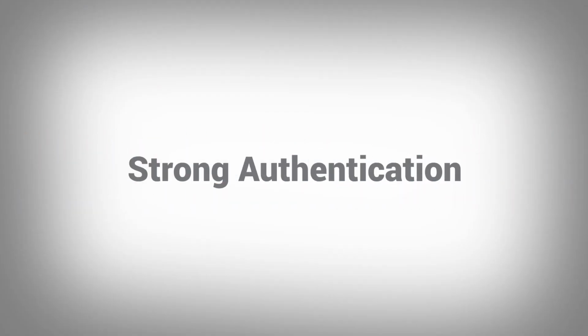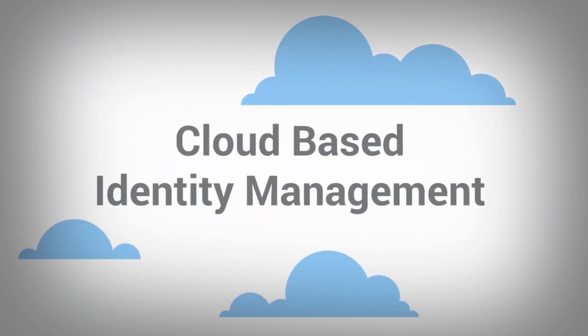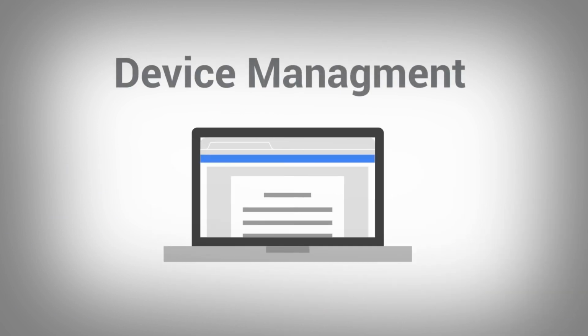I know that's a lot of information about security, but let's recap the four areas we covered. First, strong authentication. 2SV, security keys, and password alert. Second, cloud-based identity management. Third, data protection, DLP and Gmail. And fourth, device management. In summary, we make security a priority to protect our own operations. But because Google runs on the same infrastructure that we make available to our customers, your organization can directly benefit from these protections. No one does more to keep you and your information safe and secure and put you in control.